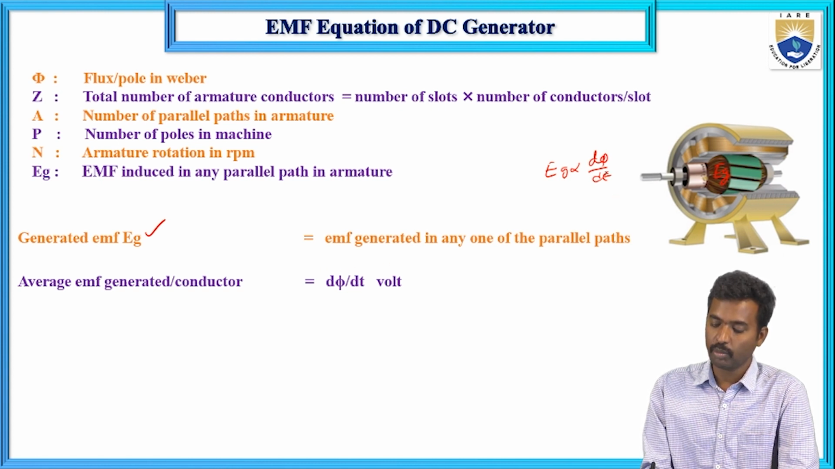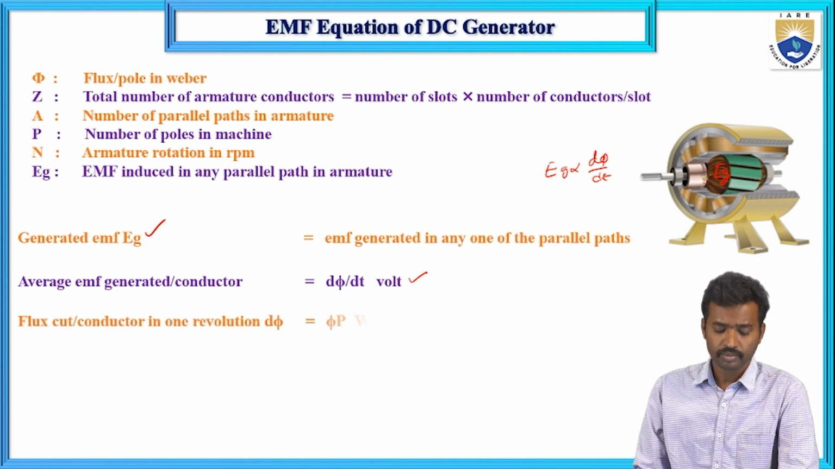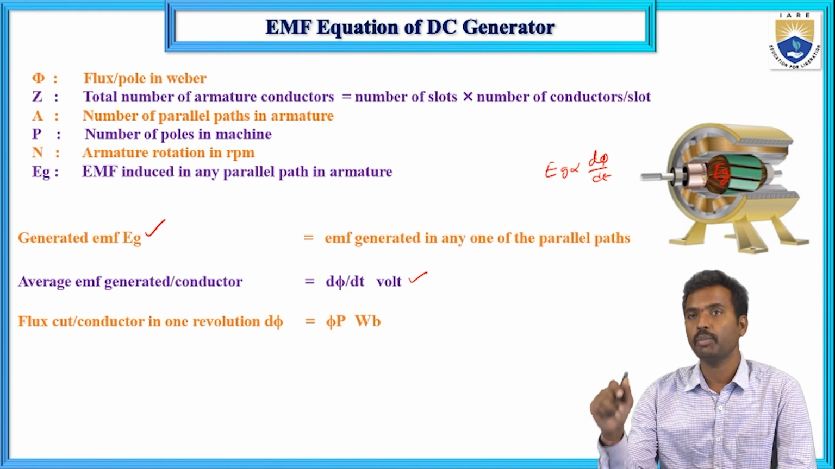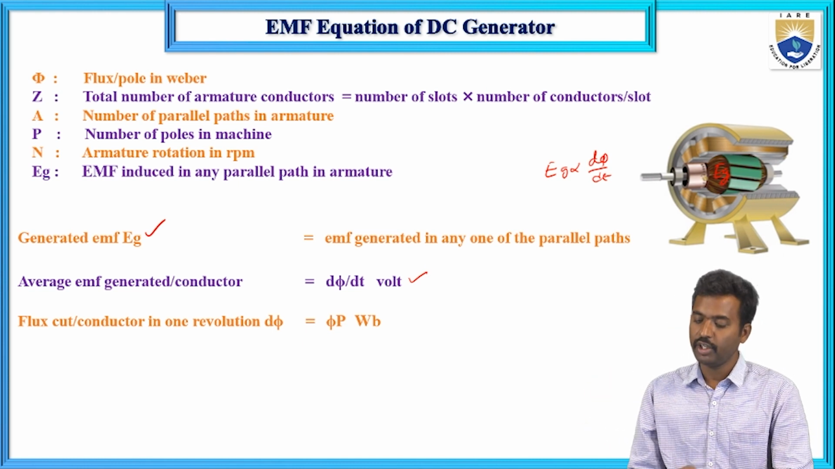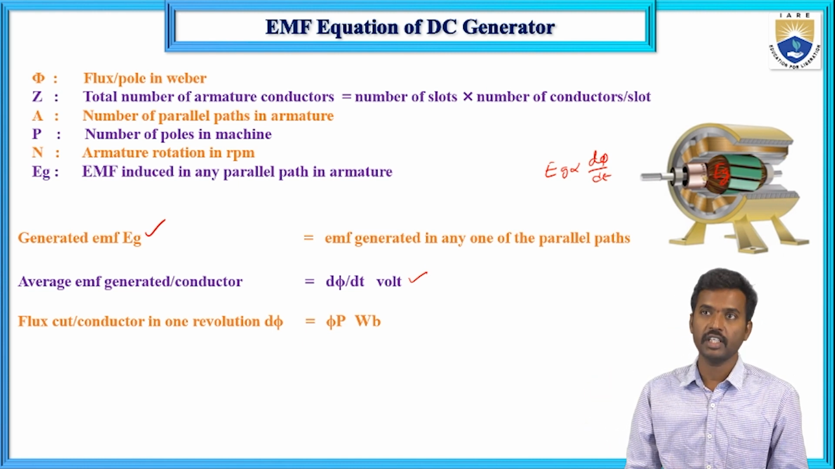Eg is directly proportional to dφ/dt. That is Faraday's second law, in volts. Next, flux cutting. Here, a rotating conductor is placed in a stationary magnetic field, so there is flux cutting. The flux cuts the conductor and induced EMF is developed. There is a change in the flux with respect to time.